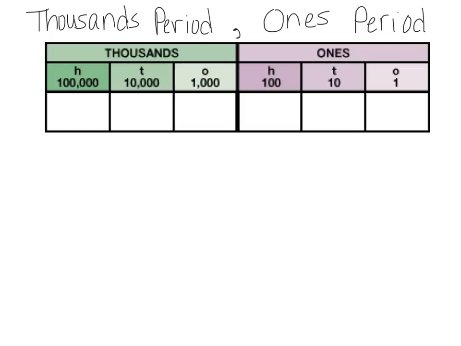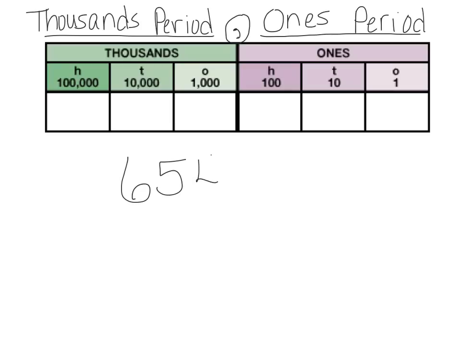This is your standard place value chart. You can see that it is divided up into the ones period and the thousands period, and they are separated by a comma. Let's look at a number. We've got the number 654,321.